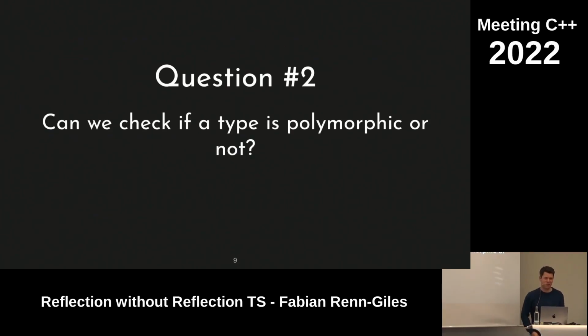Okay, next question for the room. Can we check if a type is polymorphic or not? Again, without the STL, only C++ compliant code. Do you mean if it's a derived class? No, if it's polymorphic, so if it has virtual methods, for example, or an abstract pure virtual class, something like that, and anything that has virtual methods.